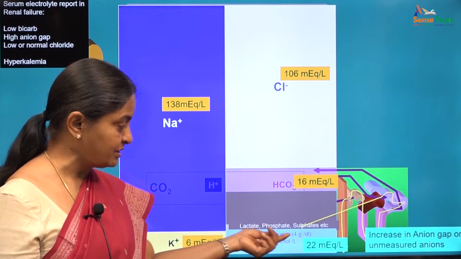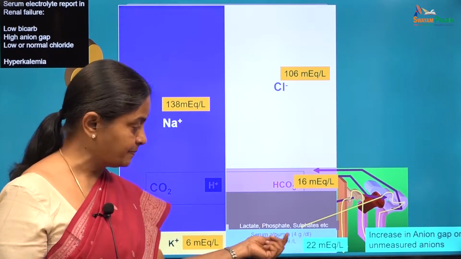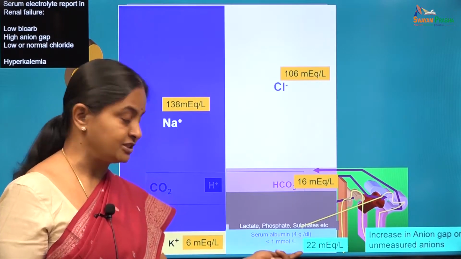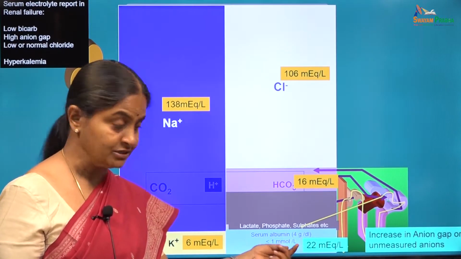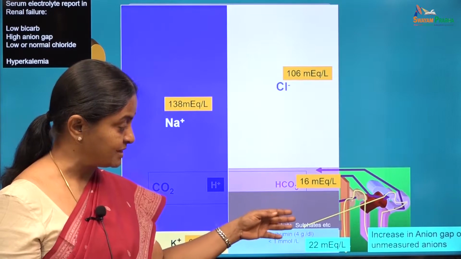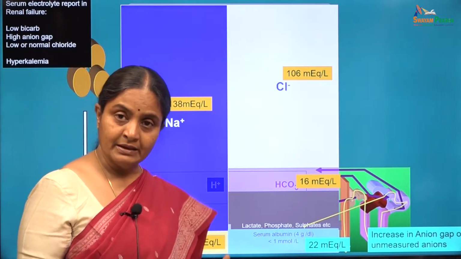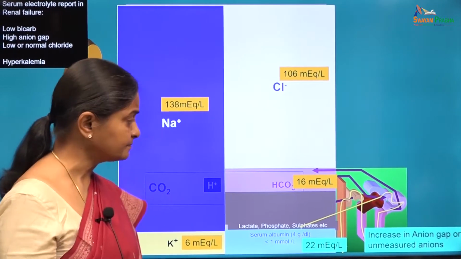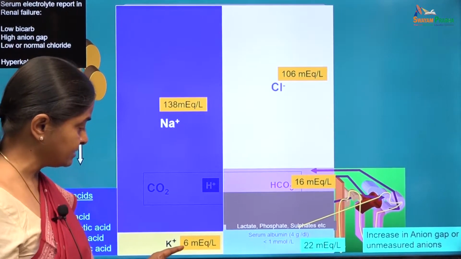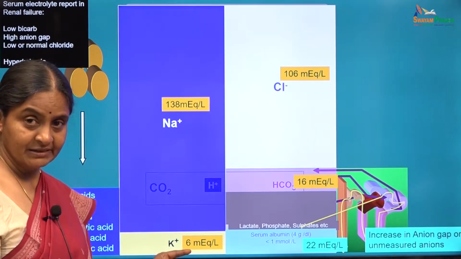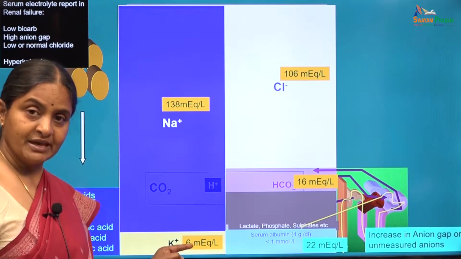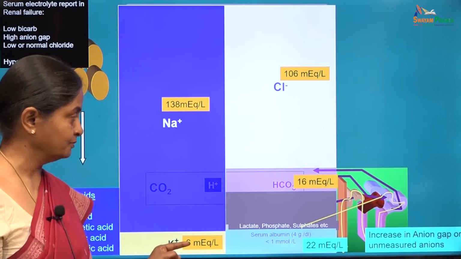If serum albumin is 4 grams per deciliter, that can account for 10 milliequivalents per liter of the anions, and the rest of the anions must be from fixed acid anions which are held back and not eliminated. Also notice that there will be hyperkalemia in renal failure. And why this hyperkalemia comes about, we will see as we go.